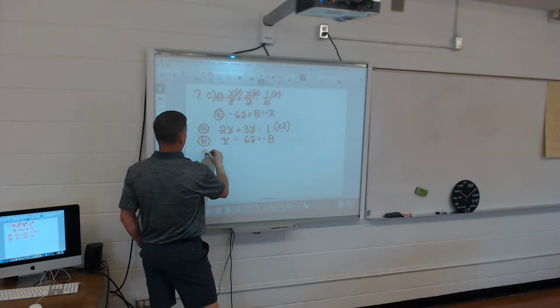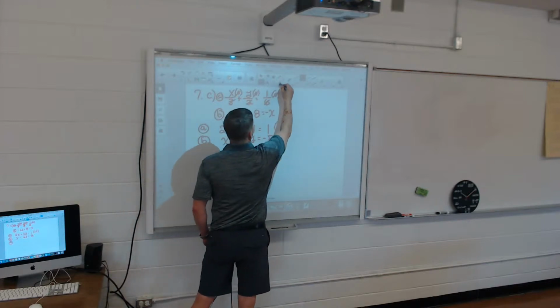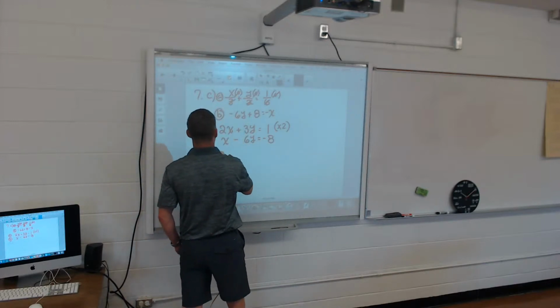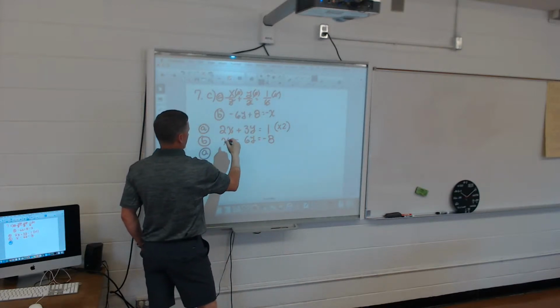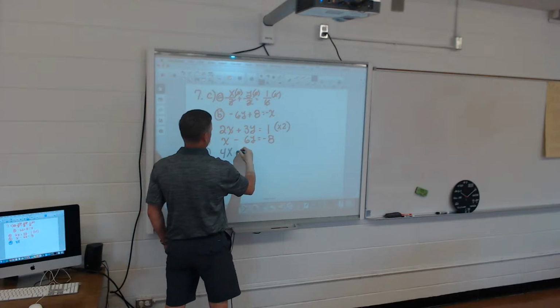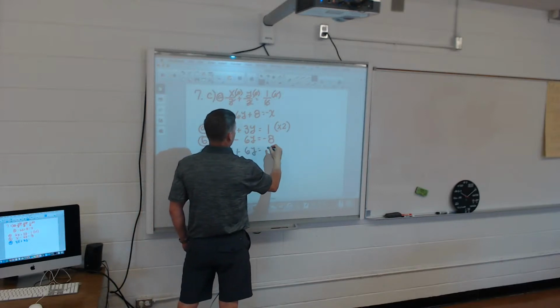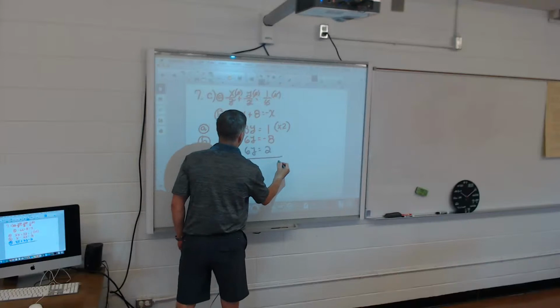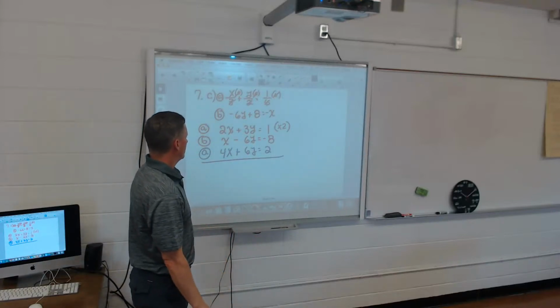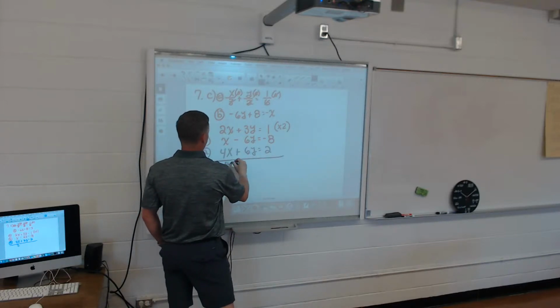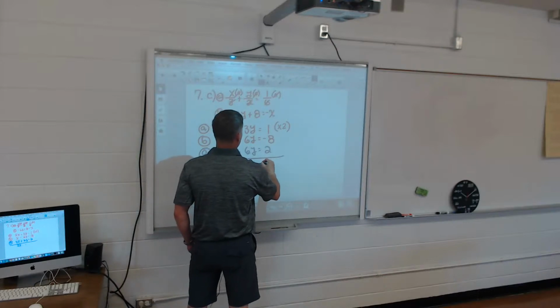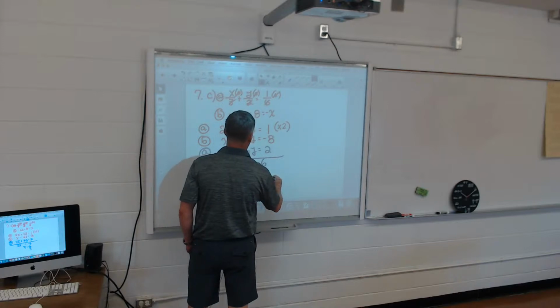So I'm going to end up with A being 4x plus 6y equals 2. All right. Make sure I got everything right here. Add these together, I get 5x equals negative 6. X equals negative 6 over 5.